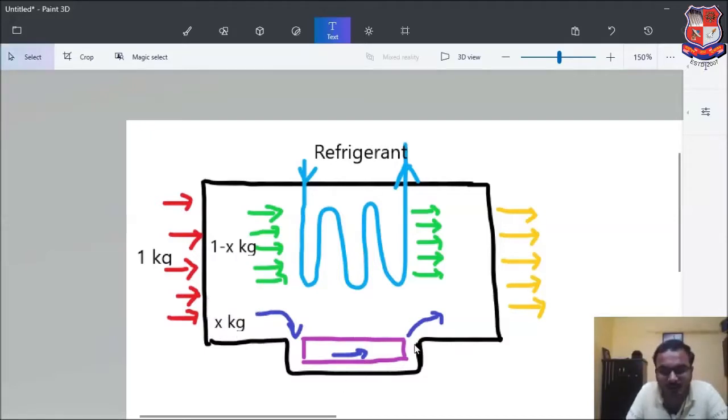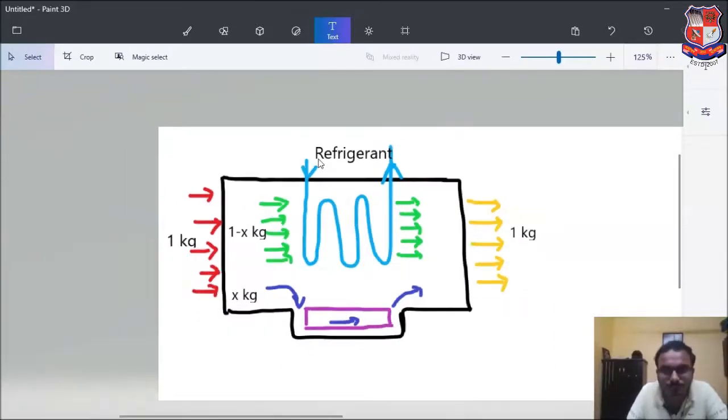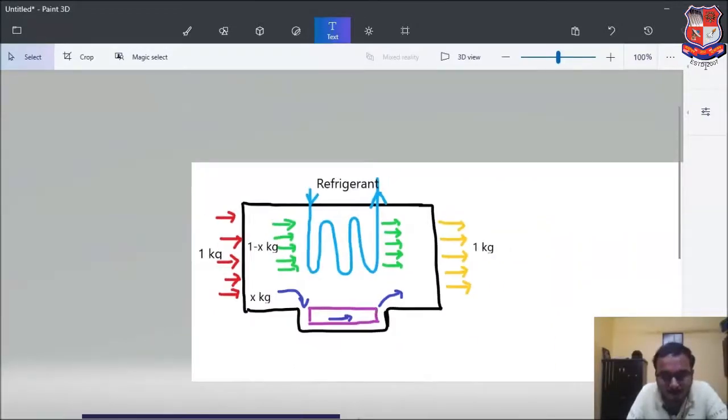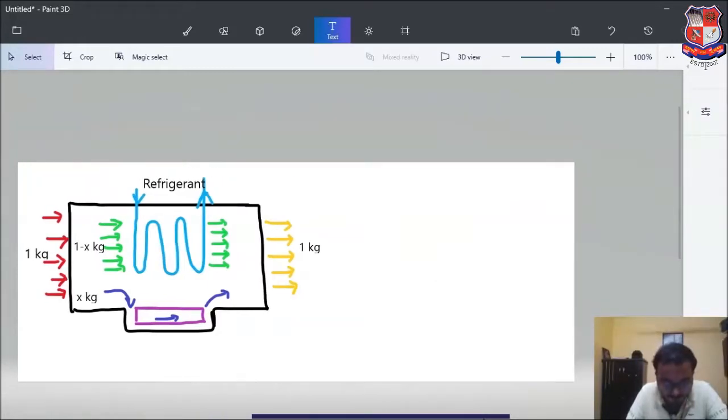Okay, and at the end they will meet again and they will form 1 kg. So we will be assuming that this 1 minus x kg is coming in full contact with the cooling coil, and x kg is not coming in contact with this cooling coil. So we have divided into 2 streams. Now we can draw the psychrometric chart for this.